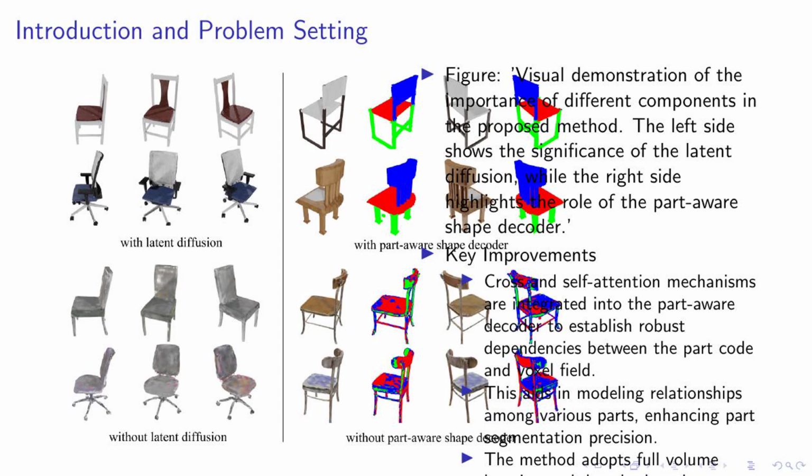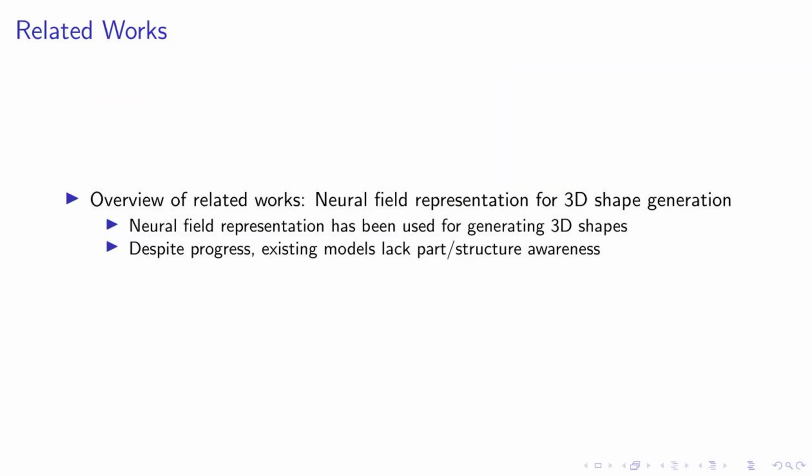In our exploration of related works, we've seen that neural field representation has been instrumental in generating 3D shapes. However, a significant gap exists in these models. They lack part or structure awareness.